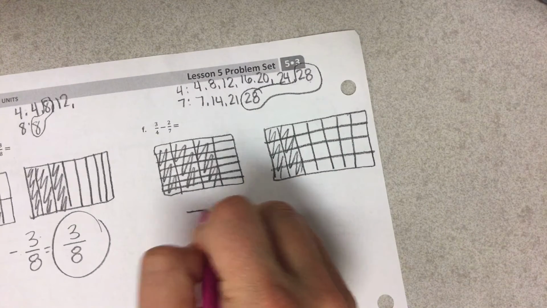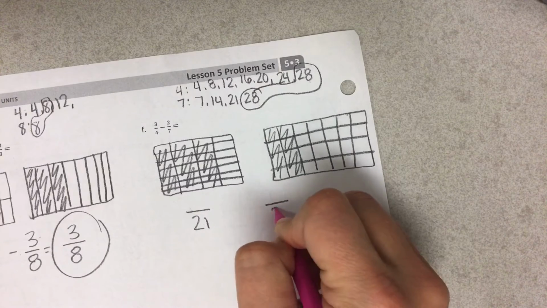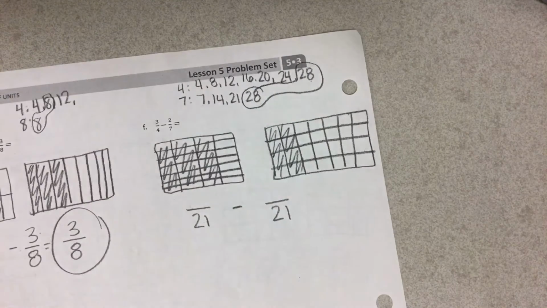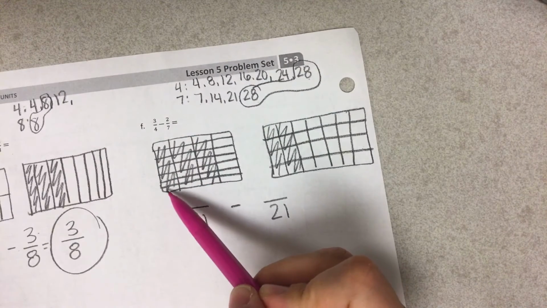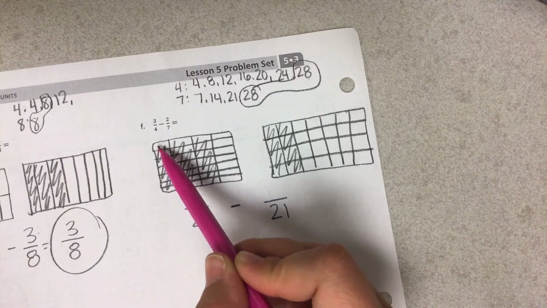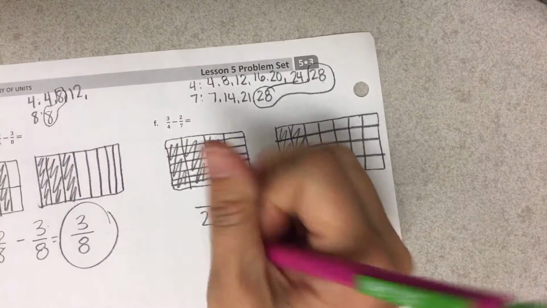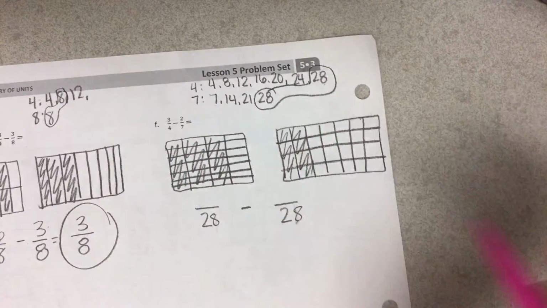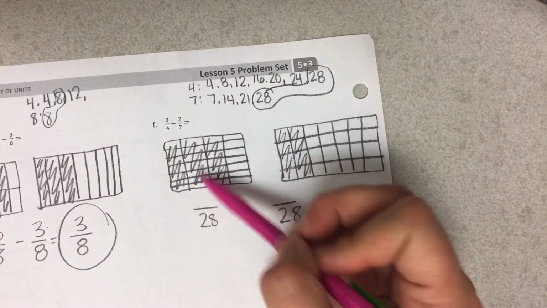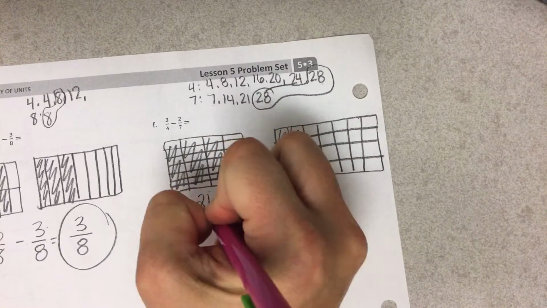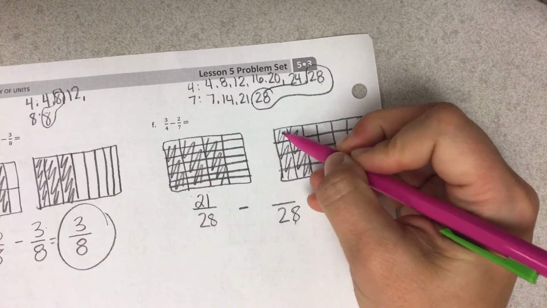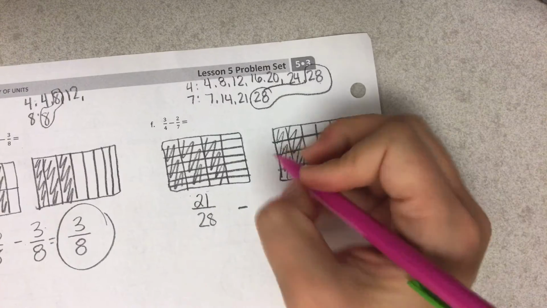Okay, so now I know that my new fraction, my denominator is going to be 21. So I'm going to count, and I know this is 1, 2, 3, 4, 5, 6, 7. Oh, sorry guys, not 21, 28. Okay. So I know this is 7, so I've got 7, 14, 21. And then if I count over here, I've got 1, 2, 3, 4. So I've got 4 and 8.